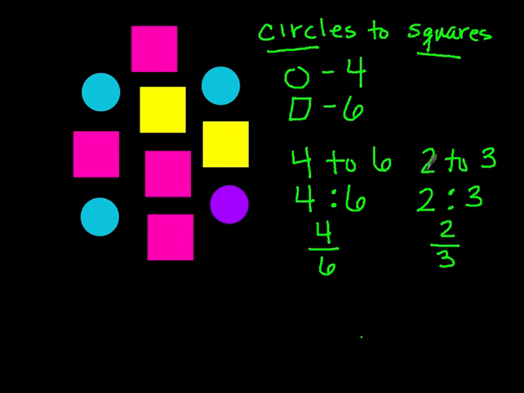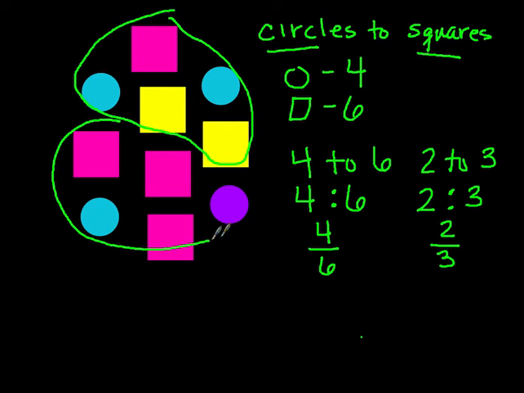What this means is that for every 2 circles we have, there are 3 squares. 2 circles and 3 squares.